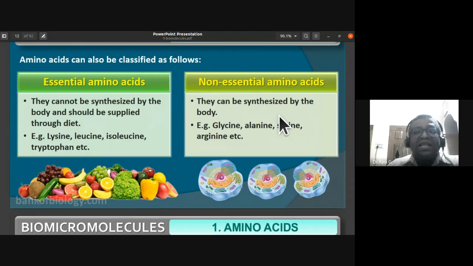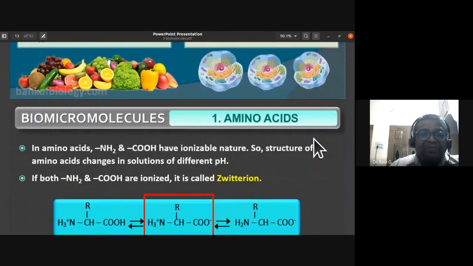Non-essential amino acids can be synthesized by the body. You can remember them as GAS: glycine, alanine, serine, and arginine. They are examples of non-essential amino acids. Non-essential amino acids are synthesized by our body. We need not obtain them through our food diet. So that is the reason we call them non-essential amino acids, along with other amino acids.